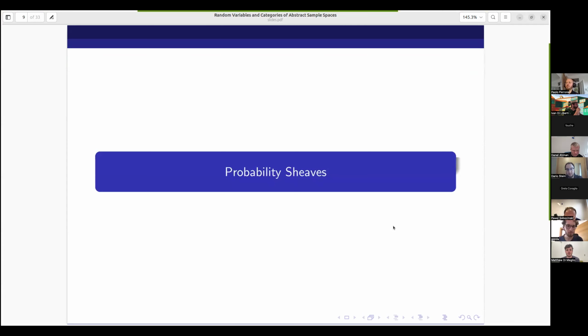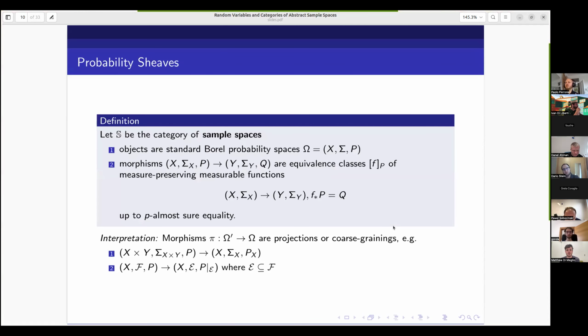So what's a probability sheaf? You first need to talk about sample spaces in a kind of categorical way. So this is all his story so far. I will get to the new part later, but I'm trying to reproduce it here nicely. So we define this category S. They call it the category of sample spaces. Objects are sample spaces, so some Borel space and a probability measure.